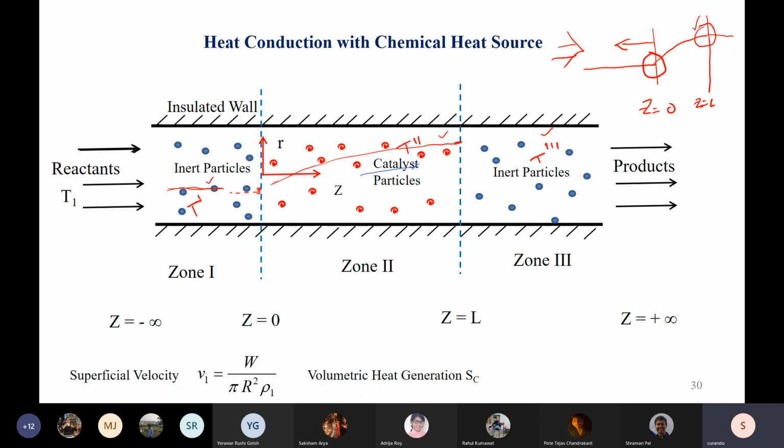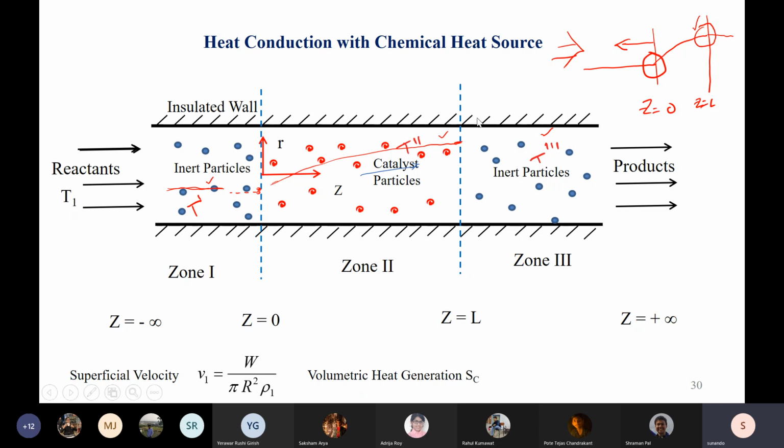When can I stop diffusive heat transfer? When the temperature gradient is 0. That means when the temperatures at the interface between zone 1 and zone 2 are equal. If the temperatures are equal between zone 1 and zone 2, then only would I be able to say that there is not going to be any diffusive heat transfer.